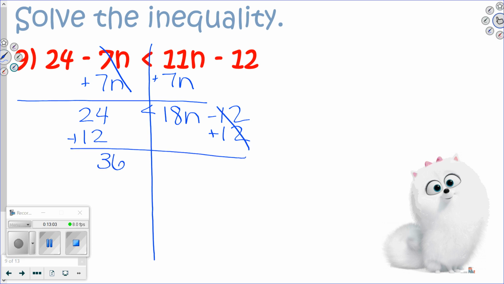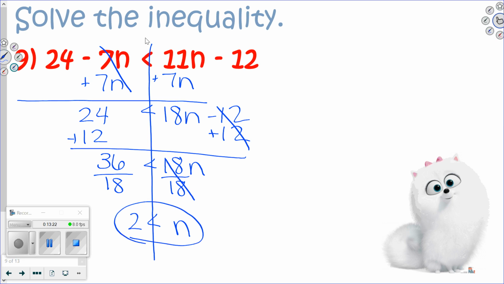So it gives me 36 is less than 18n. Divide by 18. Why don't I flip it? Good, not negative, so it does not flip, and that is 2.